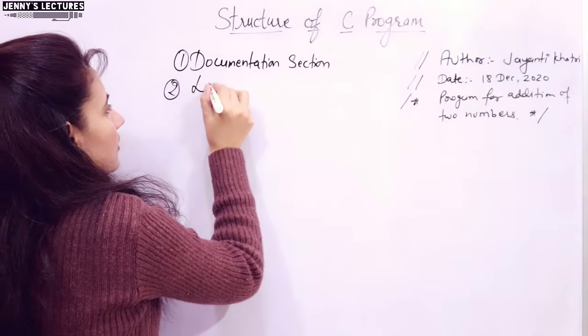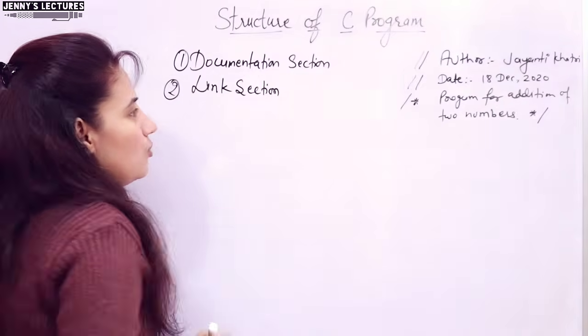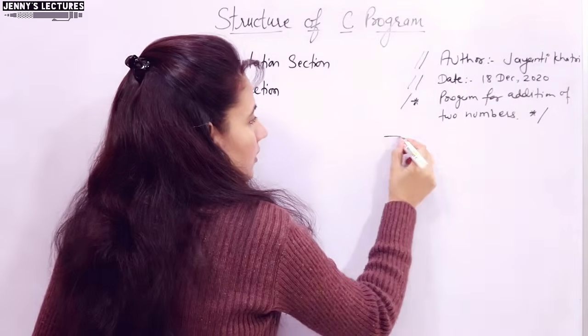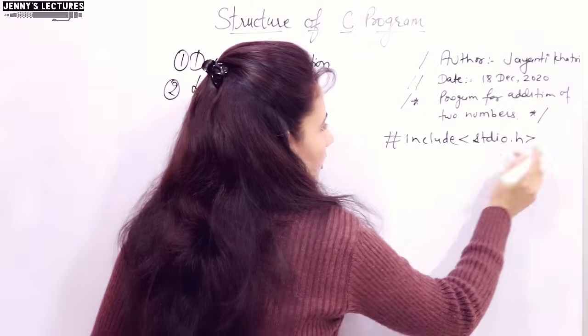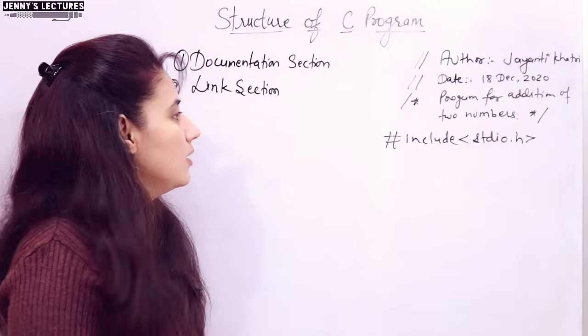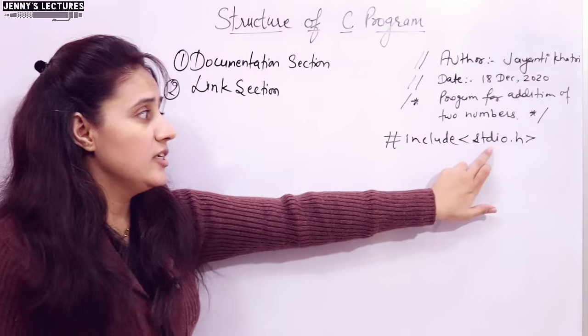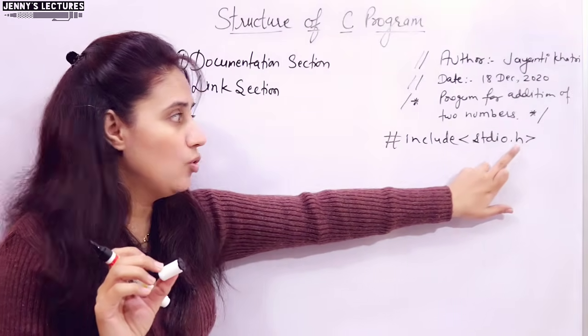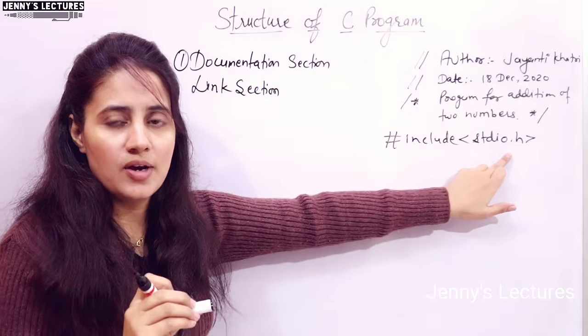The second section is the link section. Here we include header files. Header files means like we include #include <stdio.h>. Hash is what? It is the preprocessor. Now stdio stands for standard input output. And the .h extension, why? Because it is a header file.